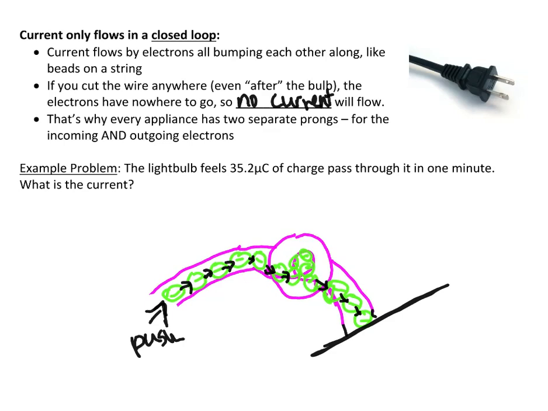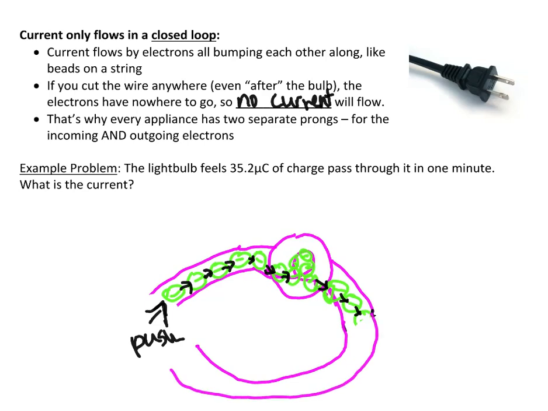So if you want your circuit to work, you have to have a closed loop. So a closed loop will look like this. This has to loop right back here. And this is all full of little electrons that can now push on each other.